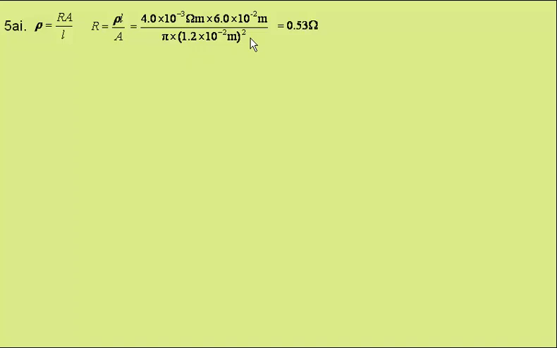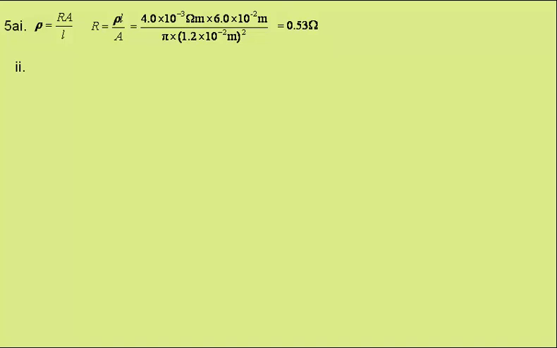Well, for this we can use resistivity is equal to resistance times area over length, rearranging for resistance, putting in the values given for the resistivity, the length, the area is pi times the radius squared, gives a resistance of 0.53 ohms.